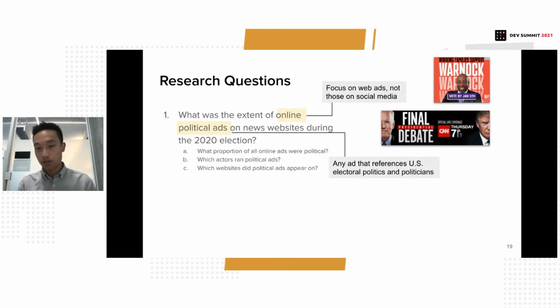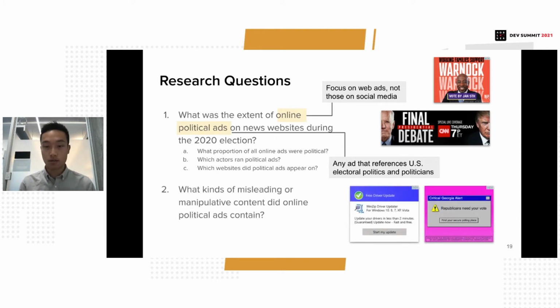Our second research question was, what kinds of misleading or manipulative content did political ads contain? We know from our prior work that ads can be used for scams, malware, or be perceived as harmful and distasteful. So do we find examples of this in political ads?